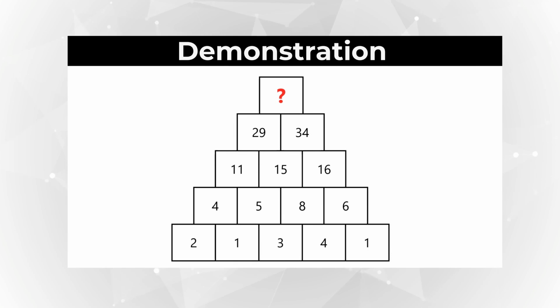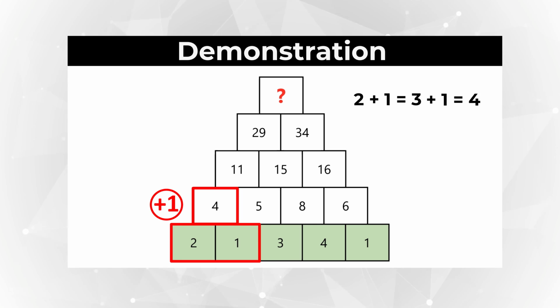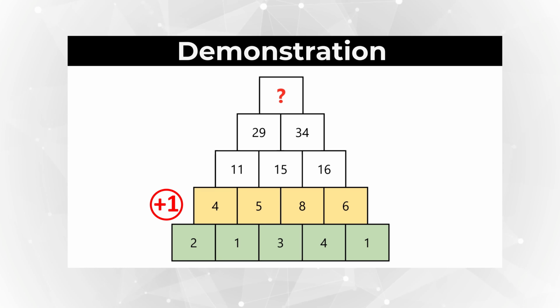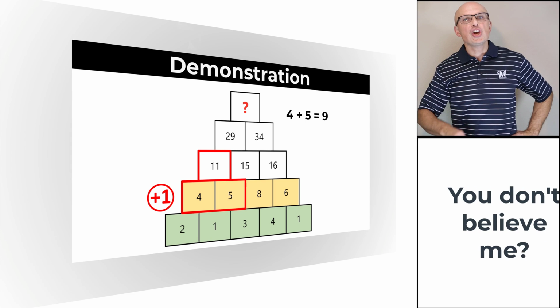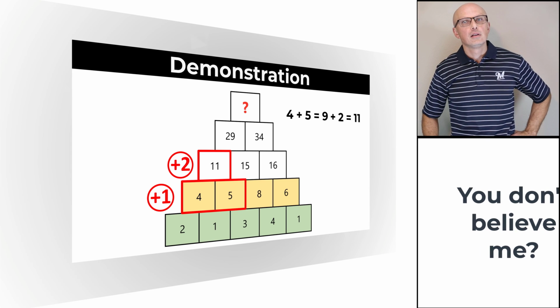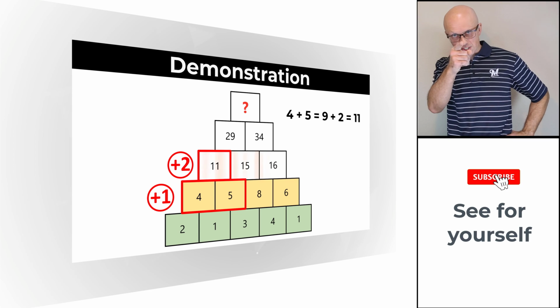Let me demonstrate. If we look at the numbers in the bottom left corner of the pyramid, you see numbers 2 and 1. The sum of 2 and 1 is 3, but then we add the value of the increment, which is 1, and the calculated value is 4. Let's continue with the sequence. The next set of numbers is 4 and 5. 4 plus 5 is 9. And then we need to add the value of the increment, which also increased by 1. So now instead of being plus 1, the increment is plus 2. 4 plus 5 plus 2 equals 11.